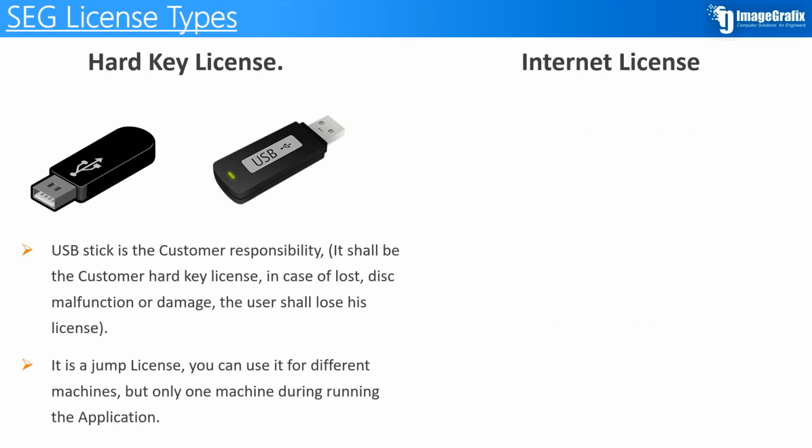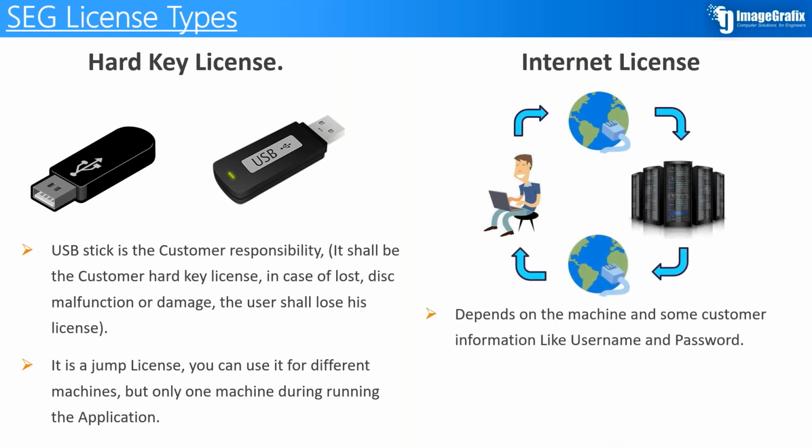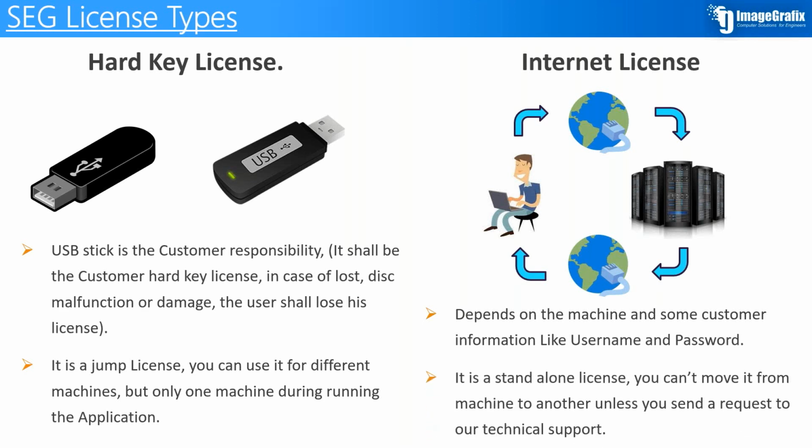The second type of license is the internet license. In this type of license, the user should be connected to the internet all the time during the running of SEG software. It depends on the machine and some information of the user, like username and password. This type of license is a standalone license. You cannot move it from one machine to another unless you send a request to change the machine.